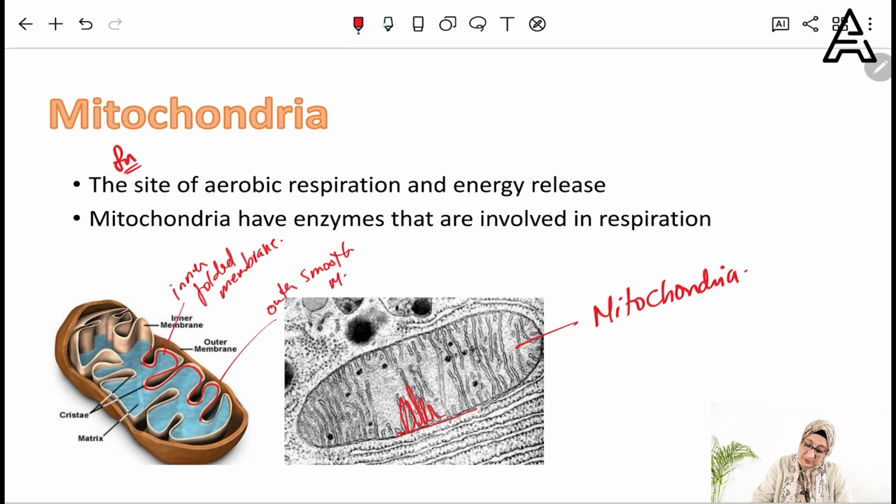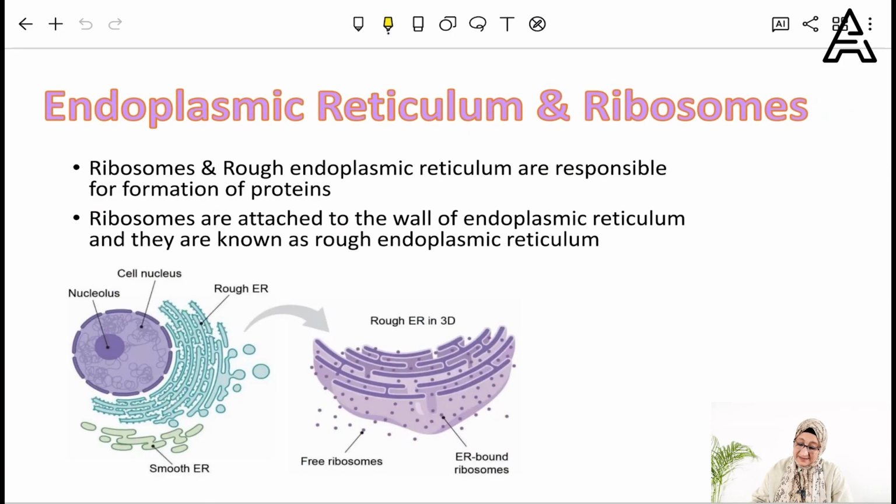The mitochondria is responsible for energy release. It is the site of respiration, aerobic respiration and energy release. Inside the mitochondria is where the food is broken down to release energy. طب اشمعنى inside the mitochondria? It contains enzymes. It has enzymes responsible for respiration. That is why it is involved in respiration. If I need you to identify the shape of the mitochondria, label the mitochondria, and state the function of the mitochondria. Next organelle is the ribosomes.